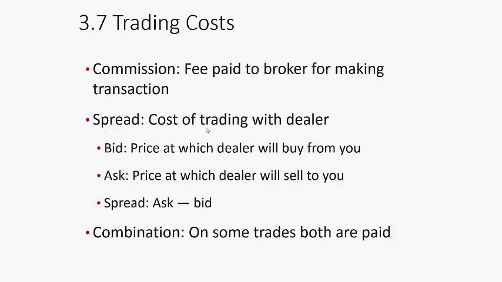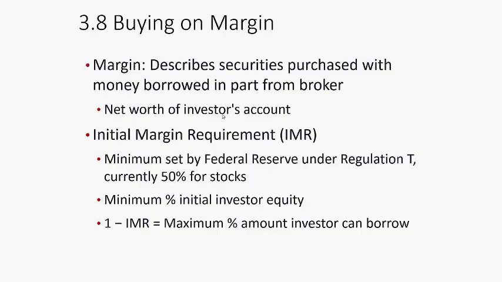There's the spread, and that's the cost of trading with a dealer. Remember the bid price and the ask price? The ask price is the price at which the dealer will sell to you, versus the bid price being the price at which they will buy from you. So if the dealer is willing to sell to you at $90, and they're willing to buy from you at $89, then you'll have a spread of $1. Does that make sense? Sometimes you could have both a spread as well as a commission. It just depends on which channel you purchased the stock or the security from. You could have a combination.